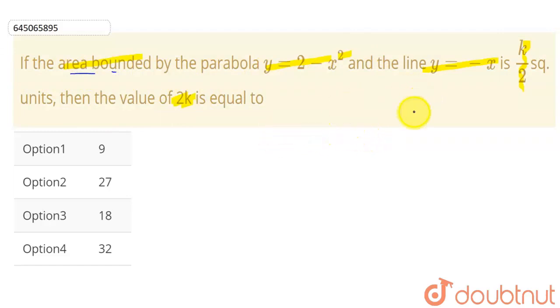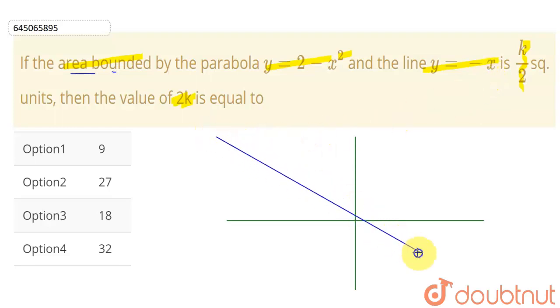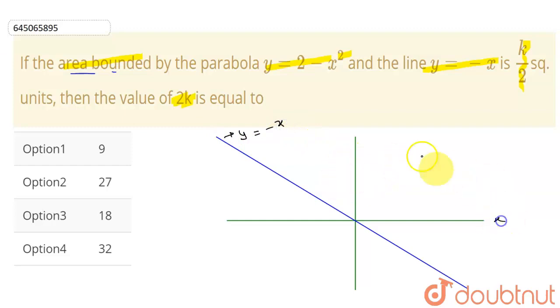So let me first draw these curves. Let me first draw my coordinate axis, then I will draw my line, which is y is equal to minus x. So y is equal to minus x will be passing through the origin and have a negative slope. So this line will look something like this. So this line is y is equal to minus x. This is my x-axis and this is my y-axis.